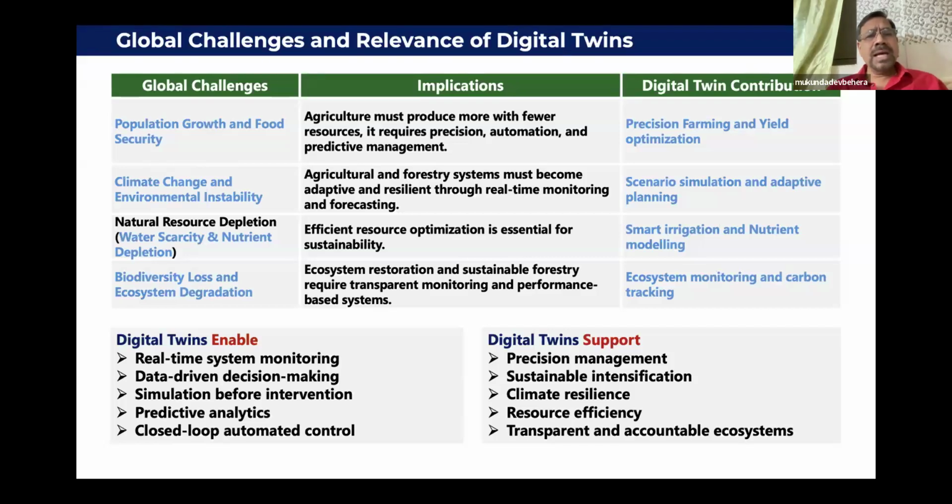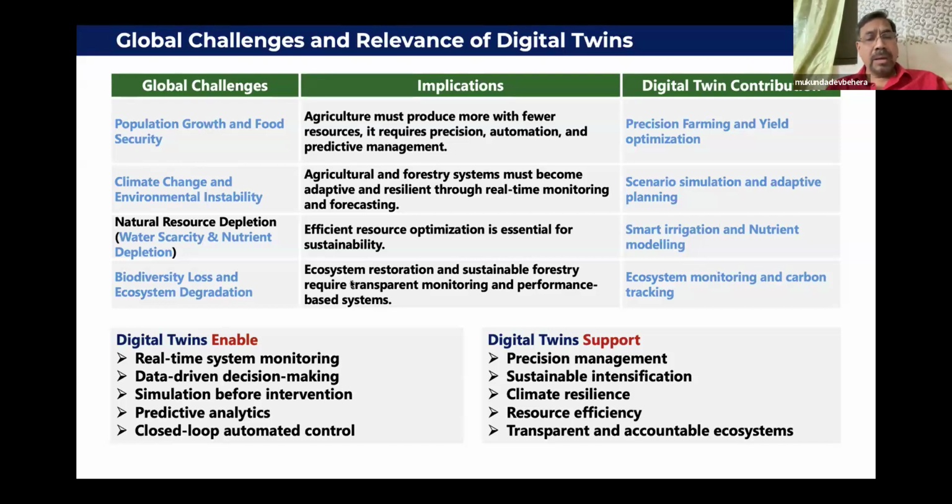So what are the global challenges and relevance of digital twins? The global challenges are population growth and food security. The digital twin contribution is in terms of precision farming and yield optimization. In terms of the global challenge of climate change and environmental instability, the digital twin contribution is scenario simulation and adaptive planning.